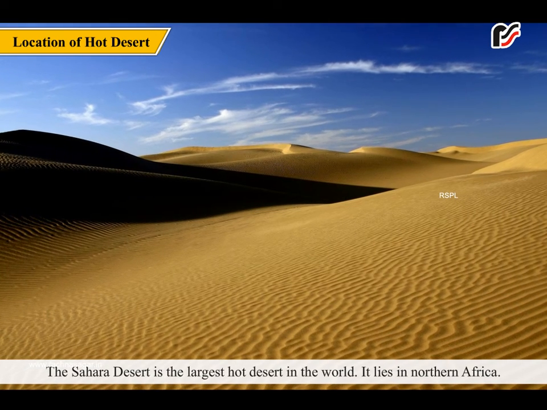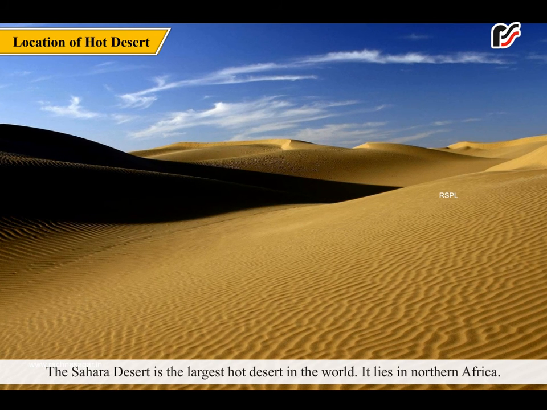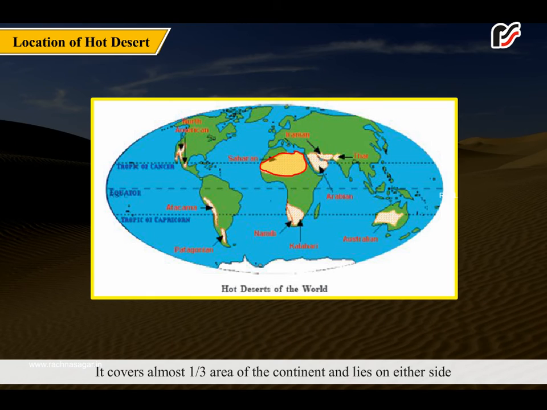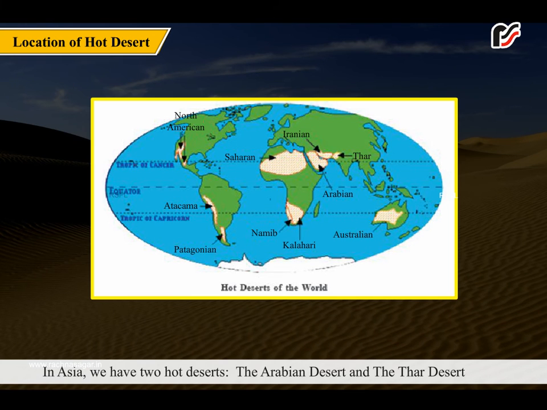The Sahara Desert is the largest hot desert in the world. It lies in northern Africa. It covers almost 1/3 of the area of the continent and lies on either side of the Tropic of Cancer, 23.5 degrees north. In Asia, we have two hot deserts, the Arabian Desert and the Thar Desert.